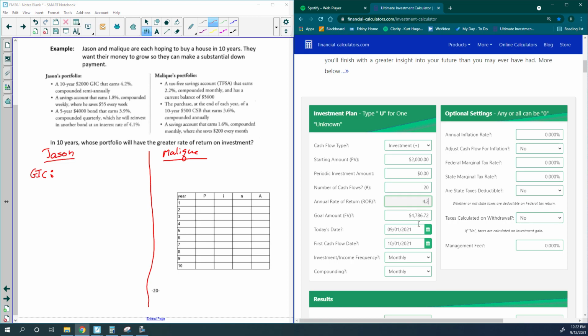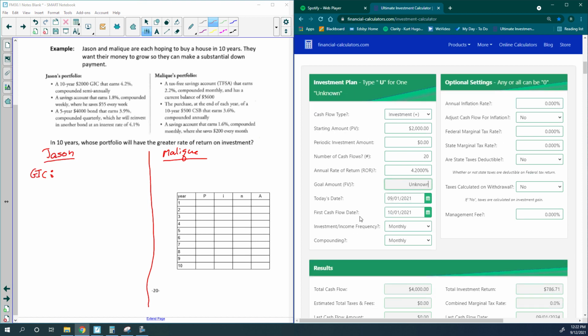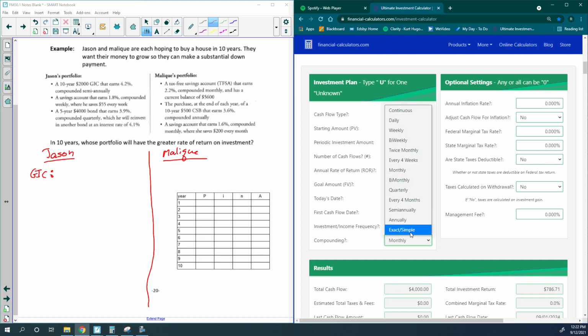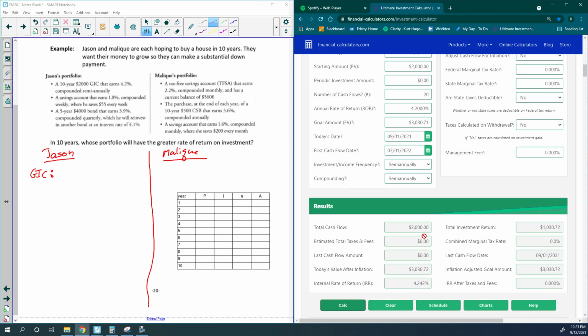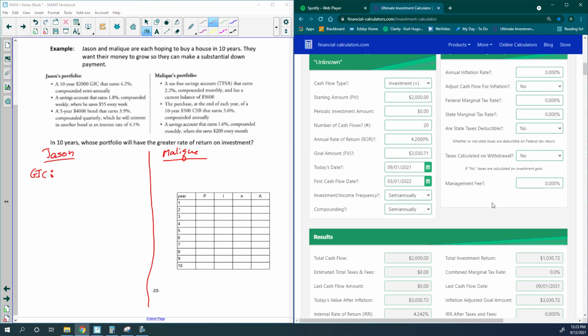Our interest is 4.2%. The goal amount is what we're trying to find, so that's our unknown. We're doing semi-annually, so make sure the first date is the first of the month. And then the next one needs to be 6 months later, so that would be March, 03/01/2022. So for his GIC, by the end, we are going to have $3,030.71.